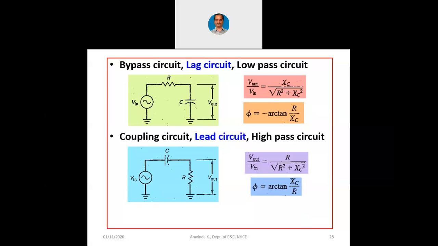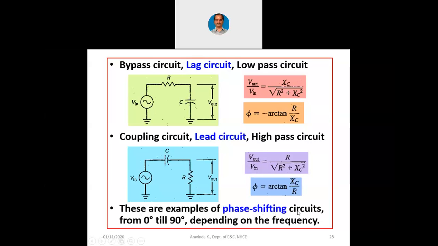But we can use these circuits for introducing phase shift, and by means of which, if we make the Barkhausen criteria to meet, then automatically the circuit will become an oscillator. We have to make A beta equals 1 and we have to introduce 180 degree phase shift in the feedback network. If these two conditions are met, then automatically the amplifier will become an oscillator. So that way we are going to use this bypass circuit or the coupling circuit as feedback circuits in our oscillators.